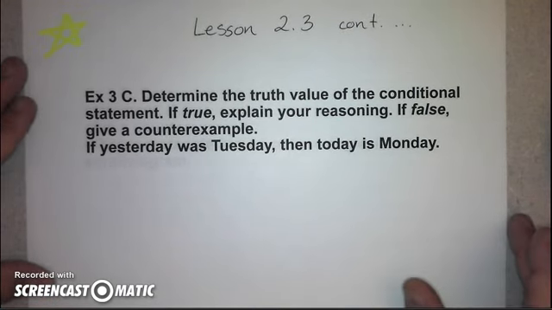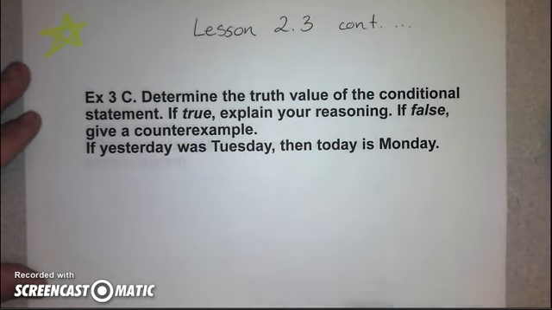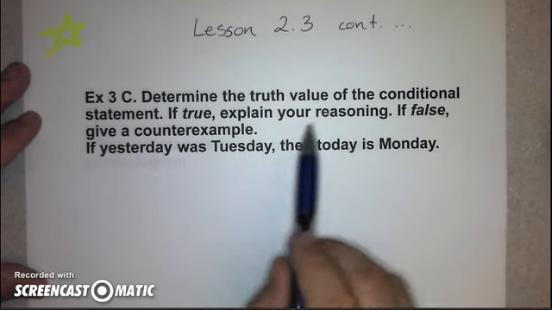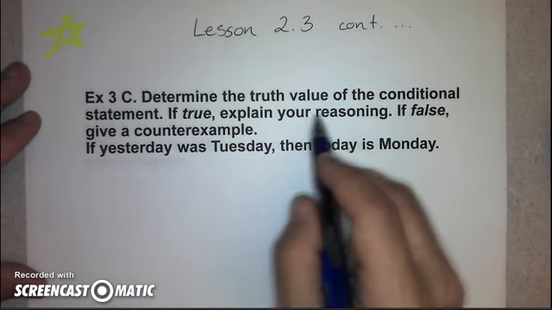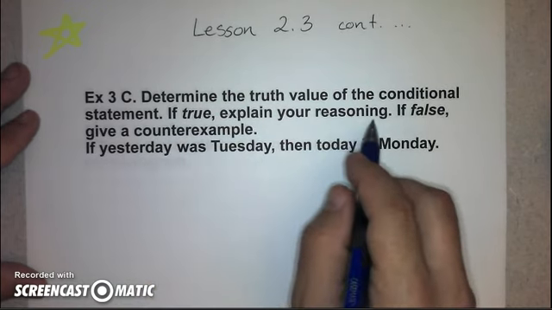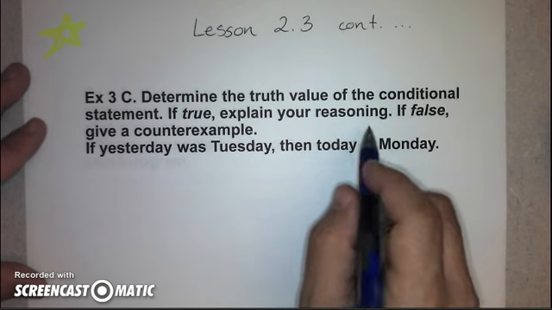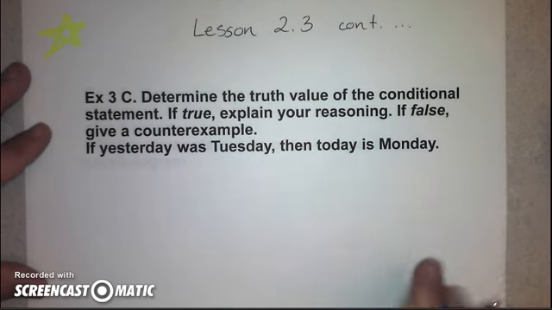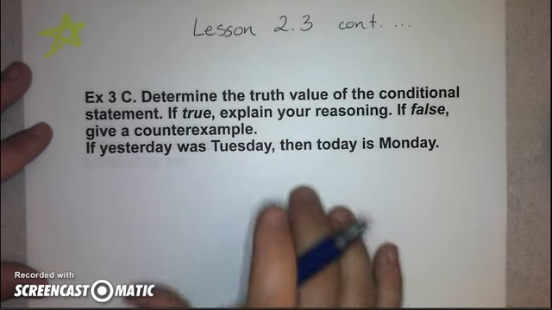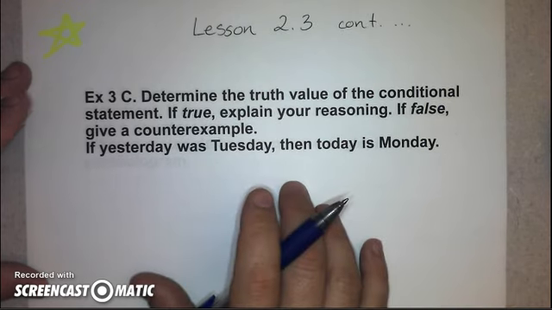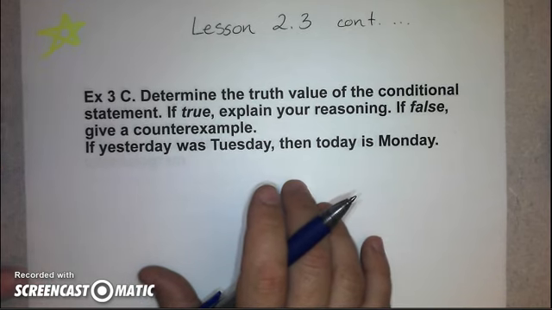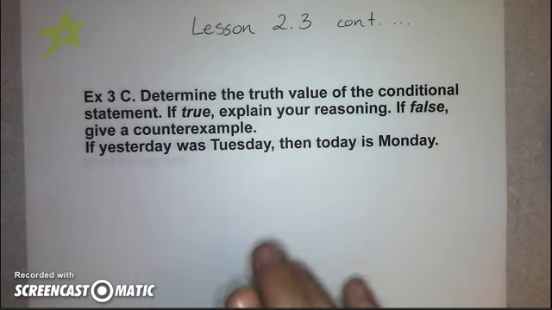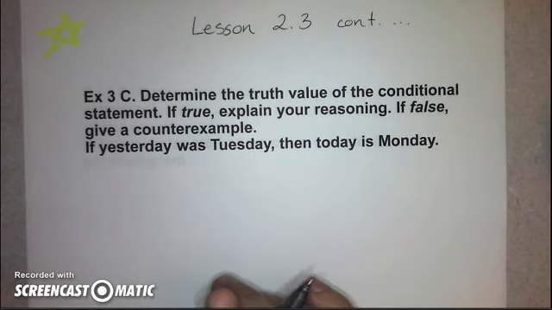So let's take a look at this example 3, part C. We want to determine the truth value of the given conditional statement. If it is true, we want to explain our reasoning, meaning explain why we're saying it's true. And if it's false, we want to be able to give a counterexample. Again, the only way to prove that this statement is false is if the hypothesis is true and the conclusion is false. You'll remember that the hypothesis is the part of the sentence that follows the word if or when.